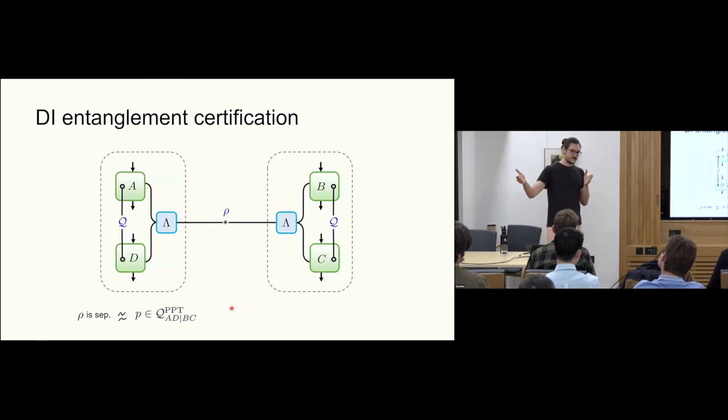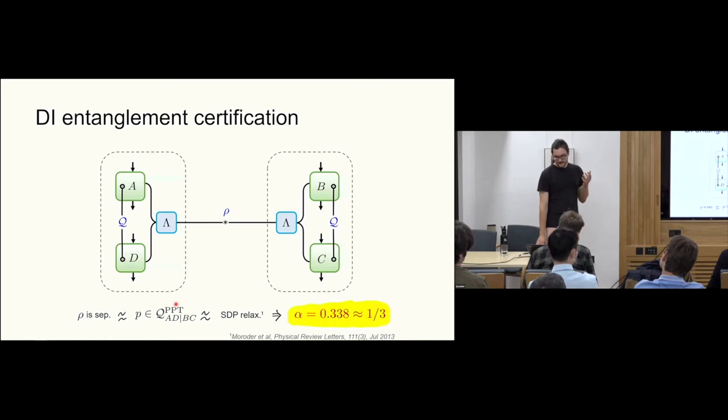If they do not come from such a state, then it must be from a state that is not PPT, and therefore you know that the state must be entangled. That's the main idea. And then how do you do this? It's also difficult to characterize this set, but you can give a series of outer approximations in a series of semi-definite programs.